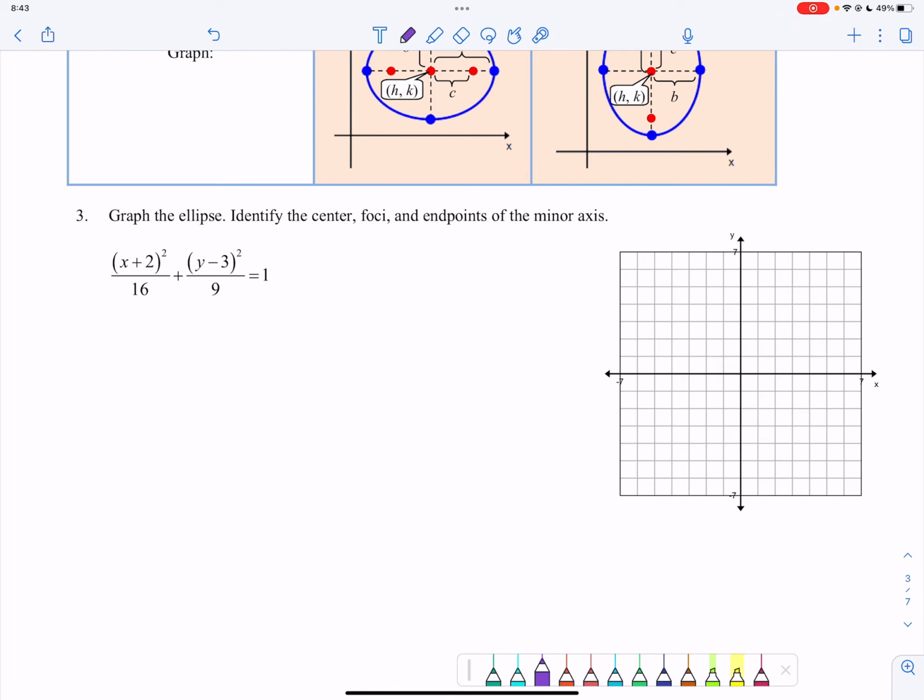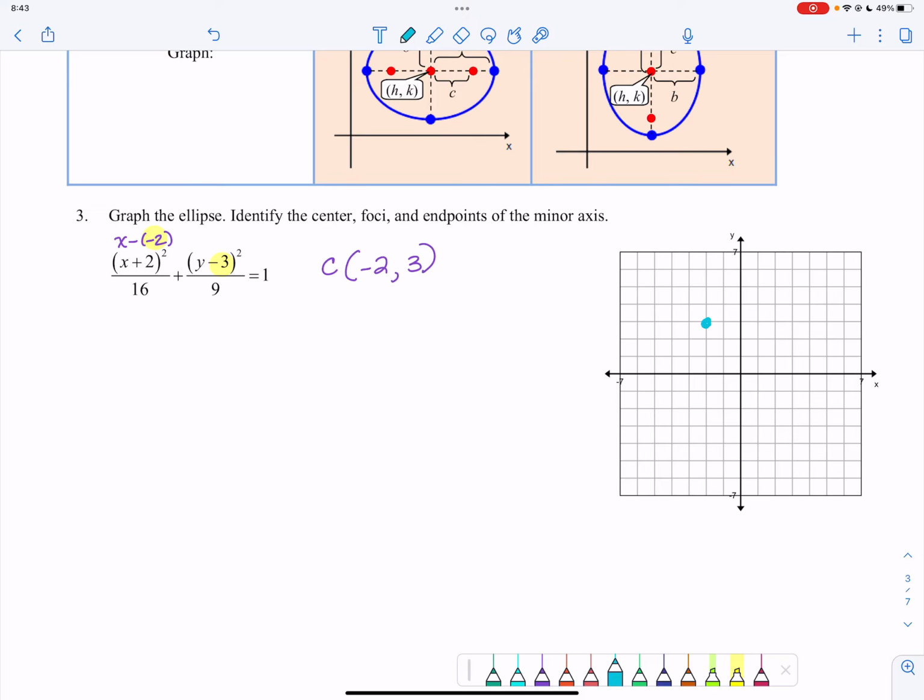And as you can see, our center is (-2, 3), because this is x minus a negative 2. So we have (-2, 3) as our center. Now we're going to pretty much do everything the same, but I would like to go place our center on this graph. So (-2, 3), right there is the center. Okay.